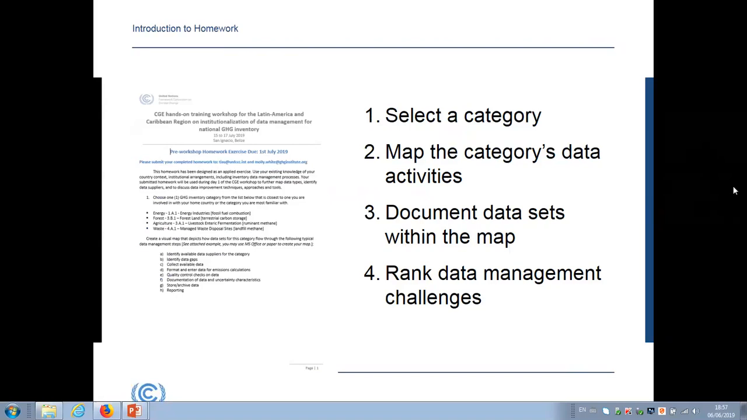Now, once you've done that, think about where in this map, in this process, there are gaps or challenges. For example, I'm not sure how this step in the data flow is going to happen yet, or there's no procedure here, or we need an agreement to make sure this step happens. So begin to identify where there are potential barriers, or needs for improvement or refined procedures. And then submit that to us as homework. I think you'll find this exercise very, very useful. Again, we're just requesting it for one category, but for the overall inventory, eventually we all need to do this for every category, step by step.